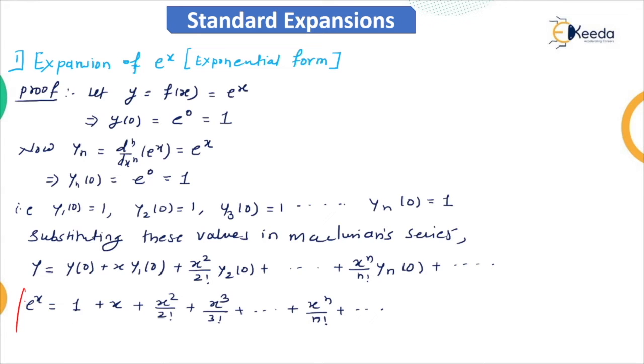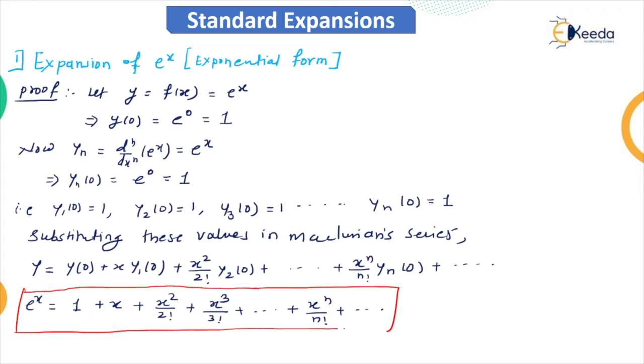This is a series expansion of e to the power x, and this can be done by using Maclaurin's series. So once again I repeat, suppose you are given e to the power x, so we write y is equal to e to the power x, meaning y is a function of x, and immediately you have to find its nth derivative, and after finding the nth derivative, you substitute the values in the Maclaurin series, and you will get the standard expansion. I hope you understood all of this.